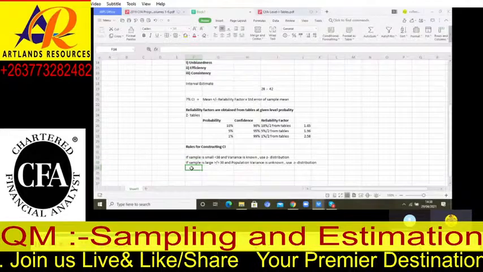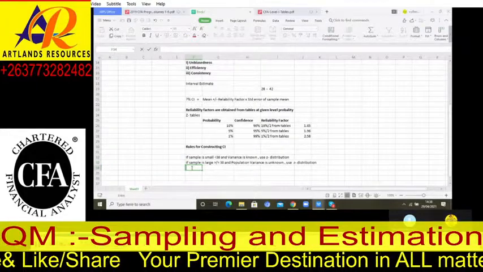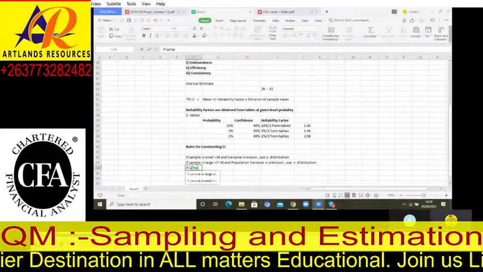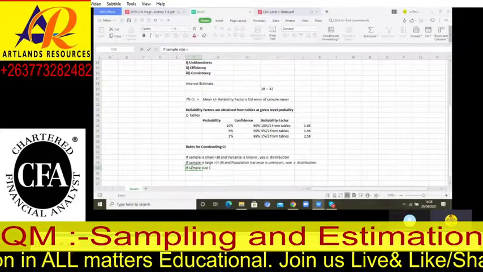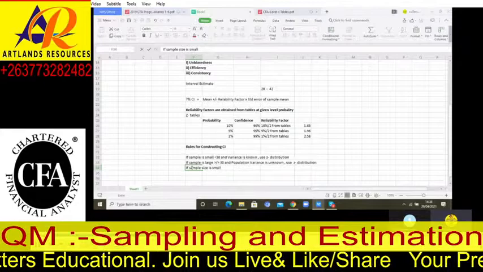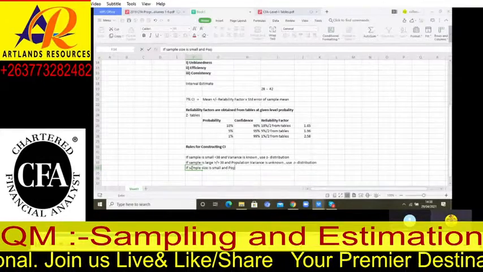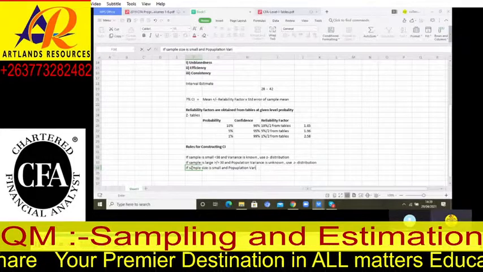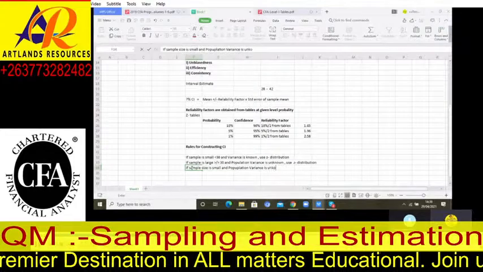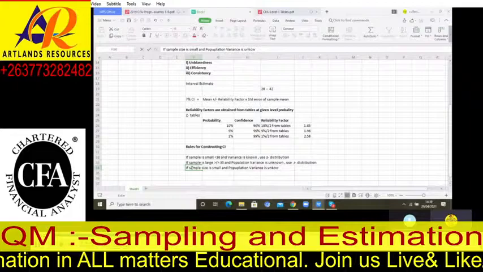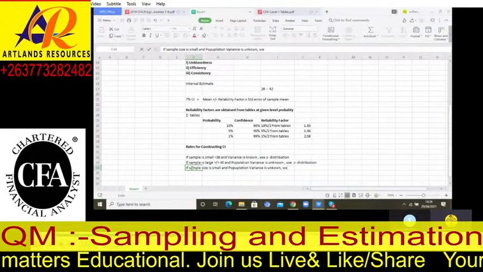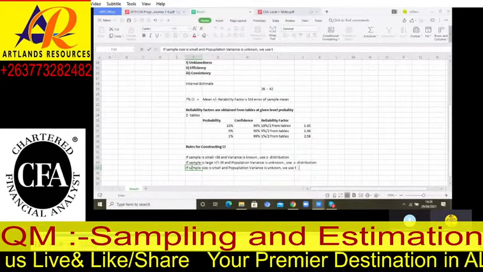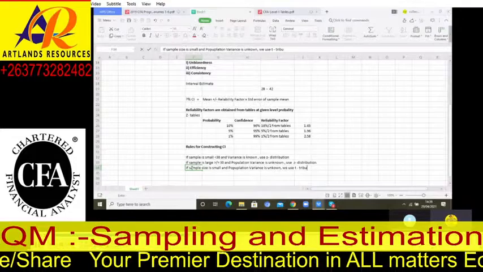Now, lastly, if sample size is small and population variance is unknown, we use T distribution tables. Actually, T distribution is a more accurate table than Z.